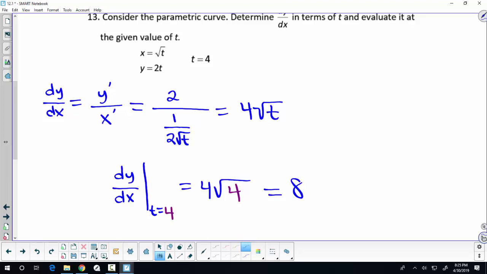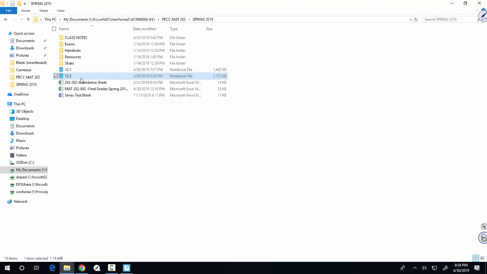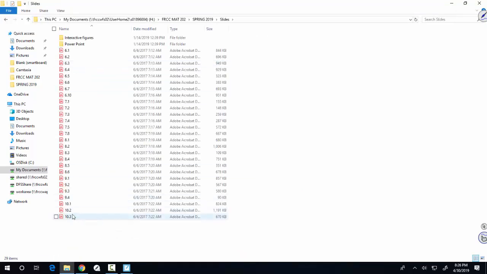Any questions about that? Oh, can you repeat what you just said? So the slope of the tangent line on whatever this parameterization represents is positive 8. So when t is 4 on this original function, we get the point (2, 8). So at that point, the slope of the tangent line is 8.